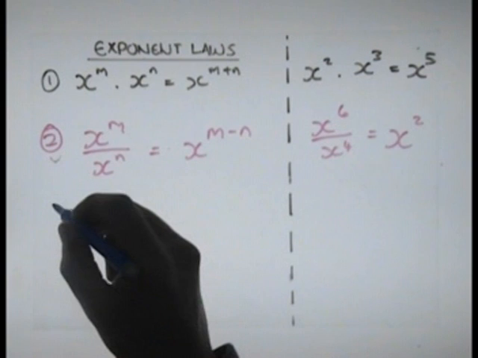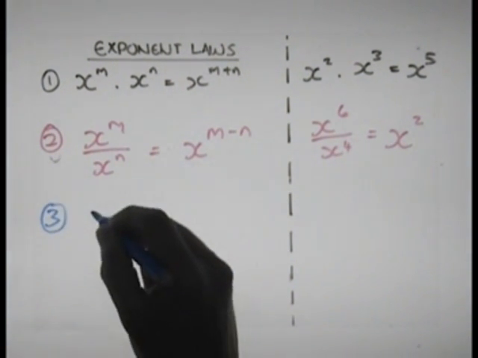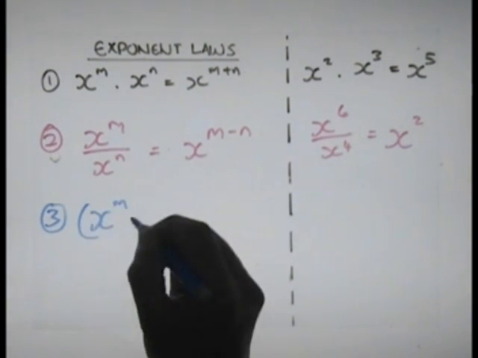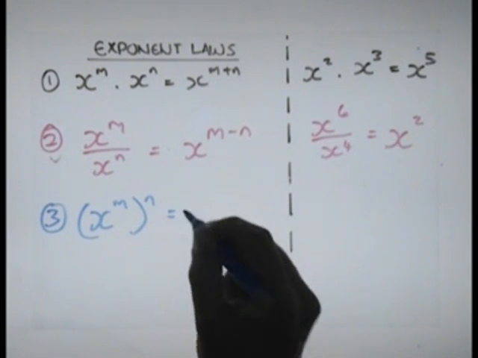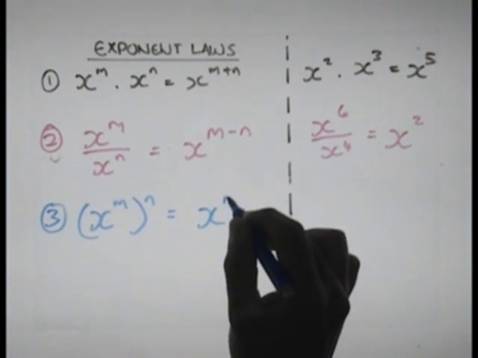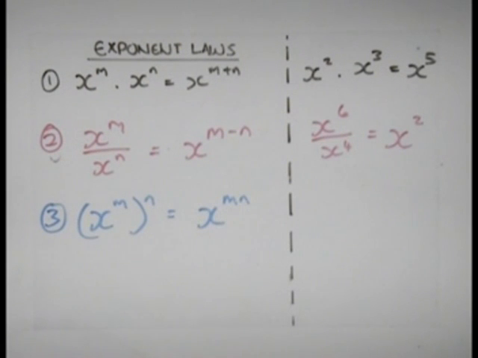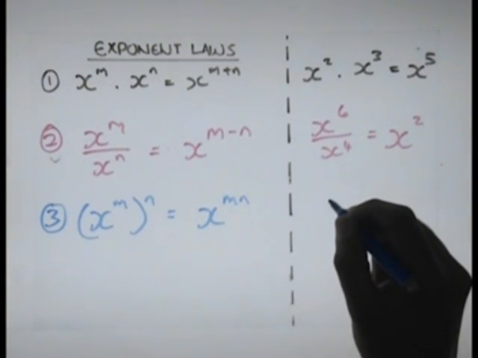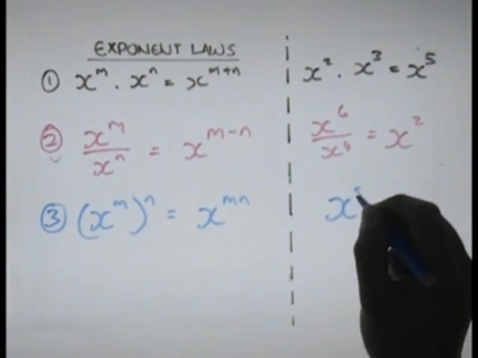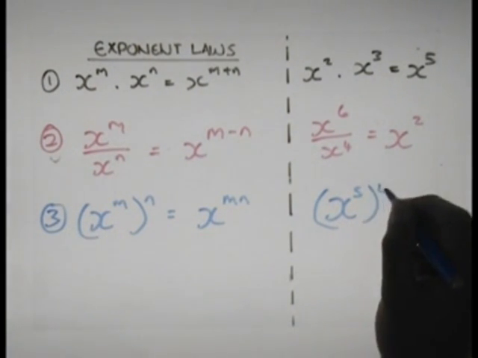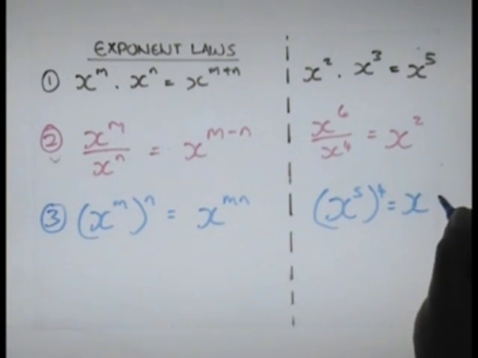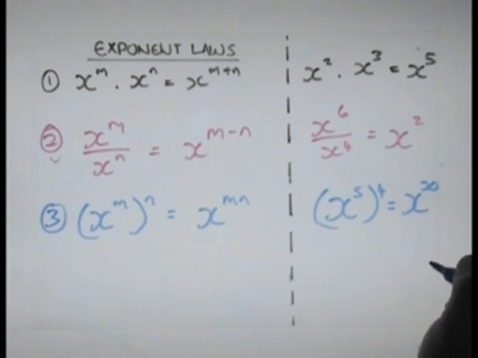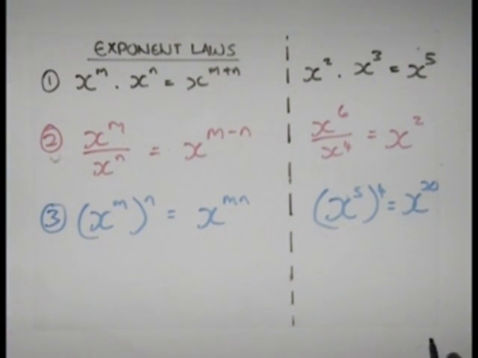The third law: x to the power m, all to the power n, will equal x to the power mn. An example: x to the power 5, all to the power 4, will equal x to the power 20. 5 times 4 is 20.